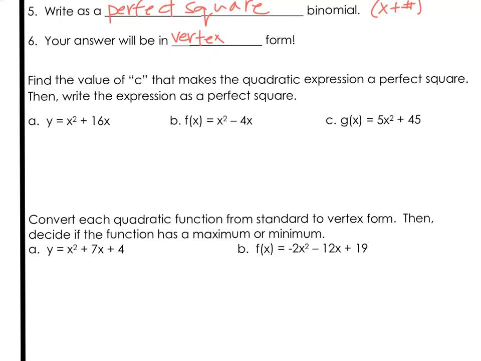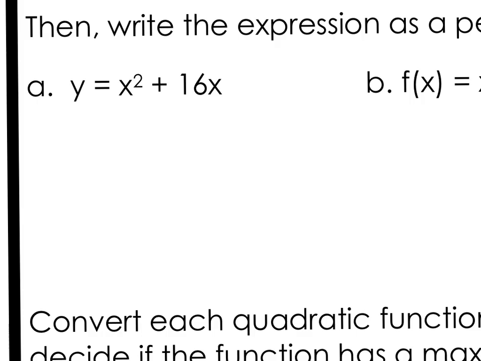We're going to ease our way into the process by starting small. In the middle here it says find the value of c that makes the quadratic expression a perfect square. Then write the expression as a perfect square. Here's example A. Y equals x squared plus 16x. And there's no constant at the end. As we follow our steps, step 1 is just to put a parenthesis around both of those terms. And there's nothing on the outside, so that's totally fine.